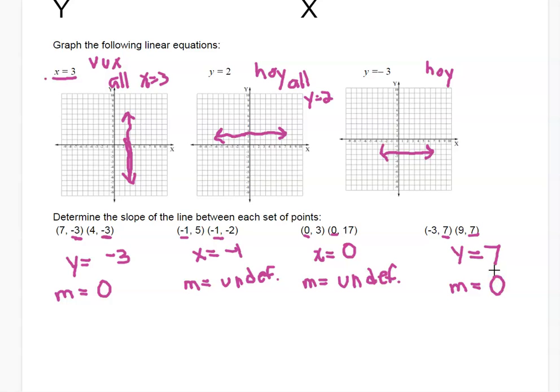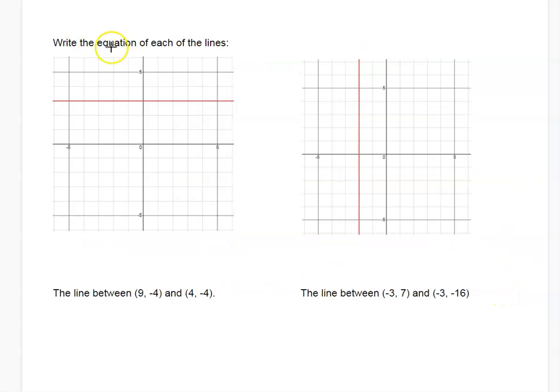Okay, let's take a look at one more skill you might see in this area. Okay, we're talking vertical and horizontal lines. Okay, write the equation of each of the lines. So in this case, you're given the graph of the line. We're talking about this red line right here. Well, this is a hoi. Okay, it's a horizontal line. Hoi. Okay, so I know that's going to be a y equals for the equation. And here, y equals 1, 2, y equals 3.